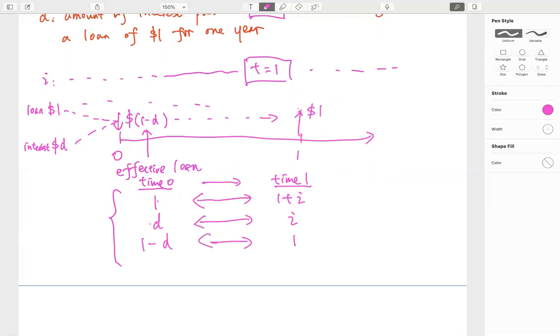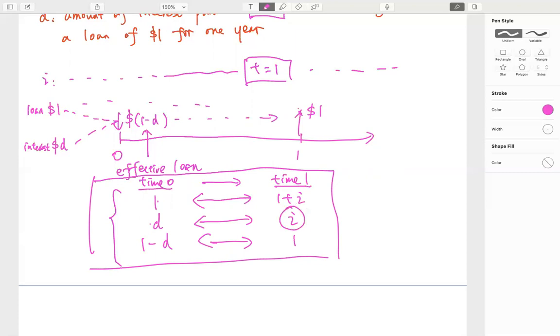So that is the entire secret of this chapter, right? All you need to do is to draw a timeline. If you start with $1, you end up with 1 plus I dollars in 1 year. If you have I dollars in 1 year, the current equivalent value of that is D. And if you borrow 1 minus D at time 0, you pay back $1 in 1 year. So that's everything I need to say about the relation among I, V, and D. Hopefully that clarifies everything.